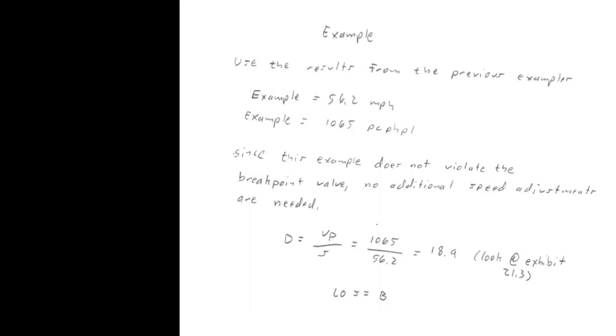You would also need to be provided in the book what the level of service criteria would be. In this case, it's equal to B. They would probably just ask you what the density is. It's 18.9. Again, you can look at the examples in our book.